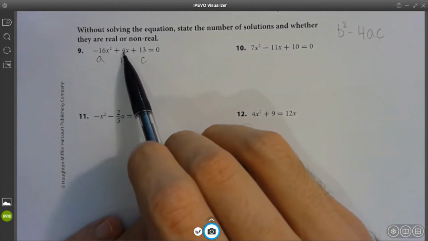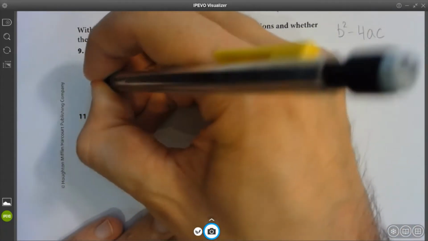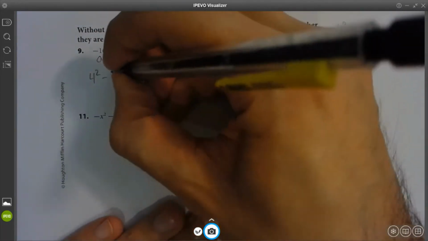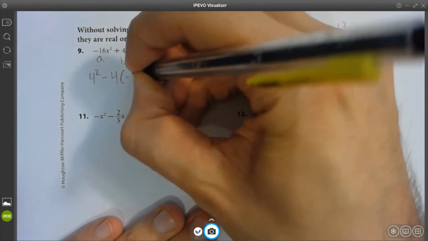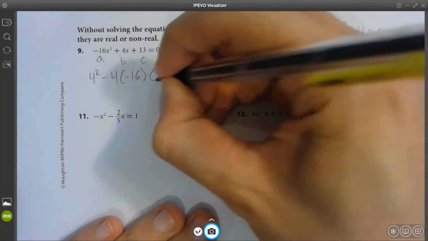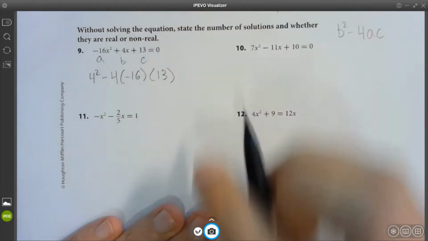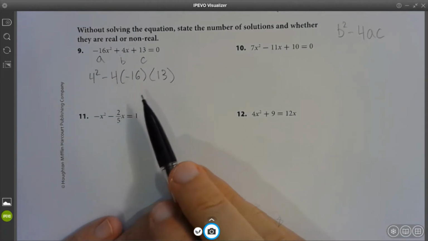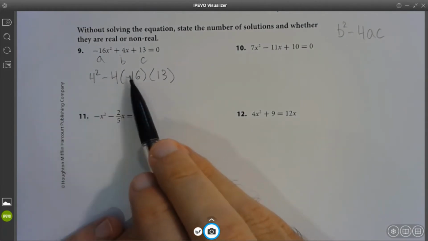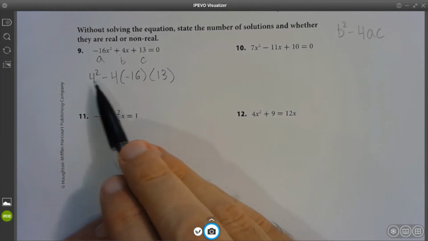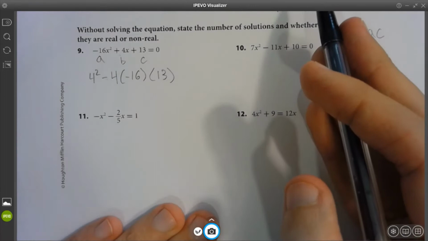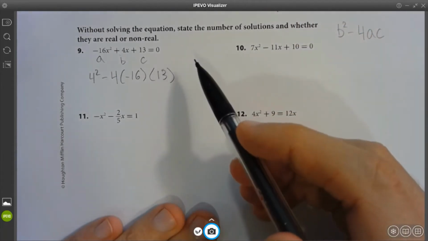All right, so we have b squared minus 4ac, 4 times a times c. So I can already tell that this is going to be two real solutions because a negative and a negative make a positive. So I'm going to have 16 plus a number. I don't even care what that number is. All I care is that it's positive.